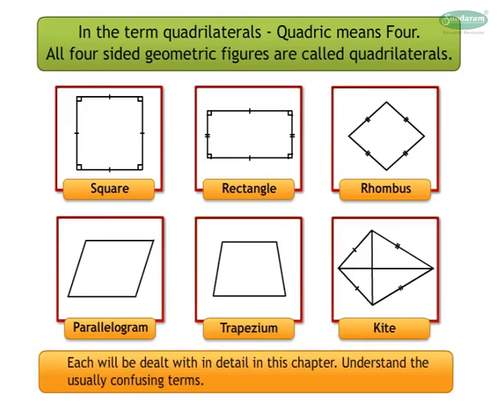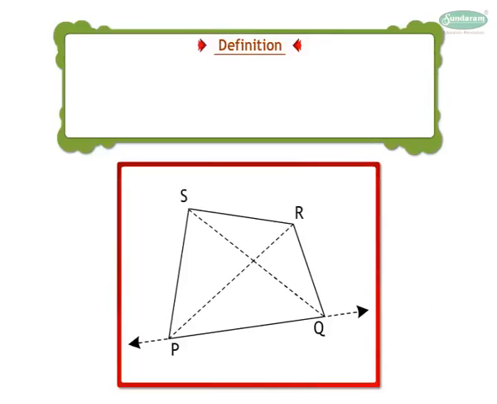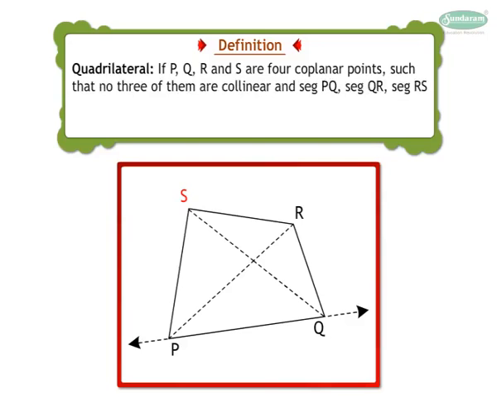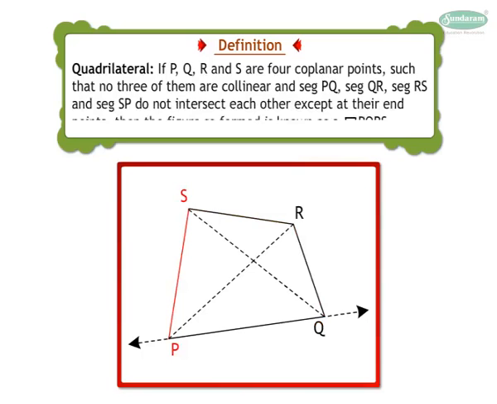Let us understand the usually confusing terms. Let us define a quadrilateral. If P, Q, R and S are four coplanar points such that no three of them are collinear and segment PQ, segment QR, segment RS and segment SP do not intersect each other except at their endpoints, then the figure so formed is known as a quadrilateral PQRS.